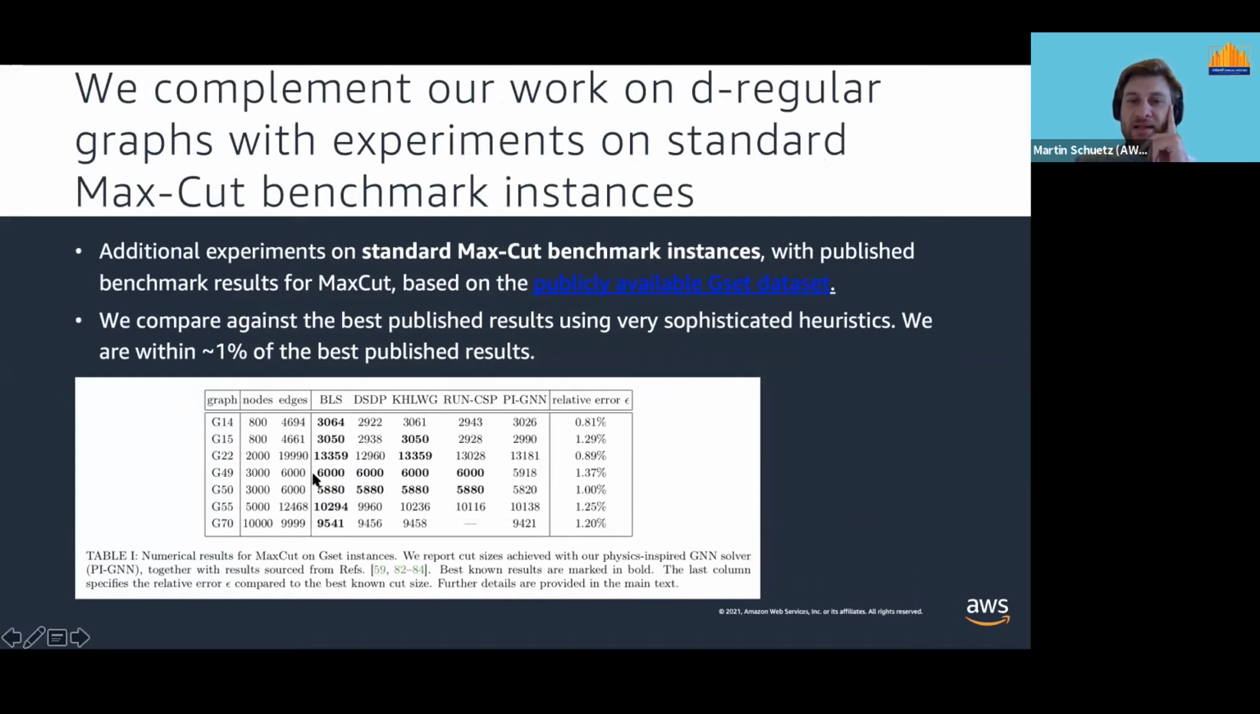And we find for intermediate node sizes, so these are some benchmark graph instances with thousands of nodes, we are very, very close to the state-of-the-art results, where some of these are special purpose algorithms tailored towards solving this specific problem, whereas our approach is a general purpose solver. It can solve any type of QUBO problem or even beyond that.